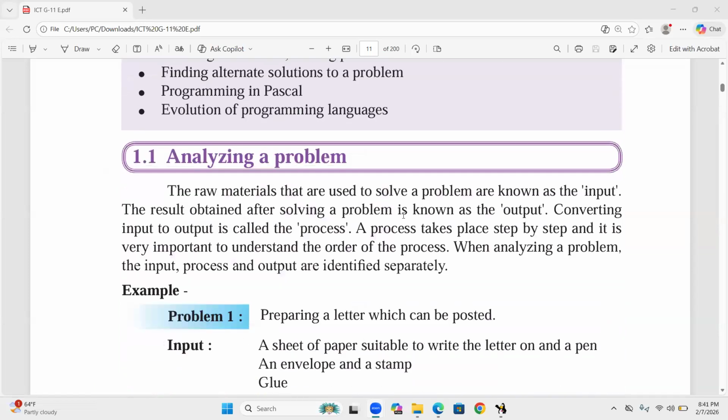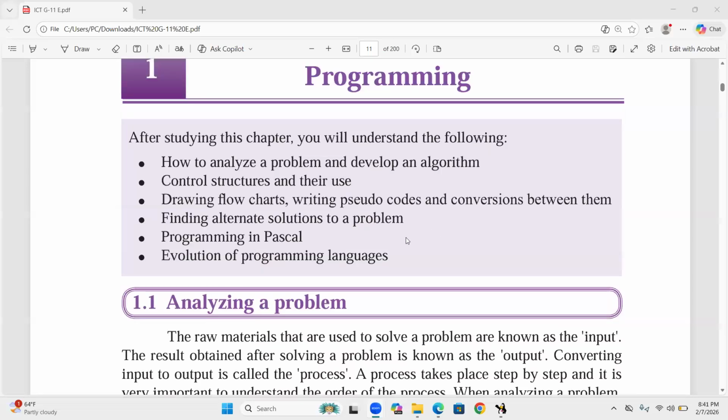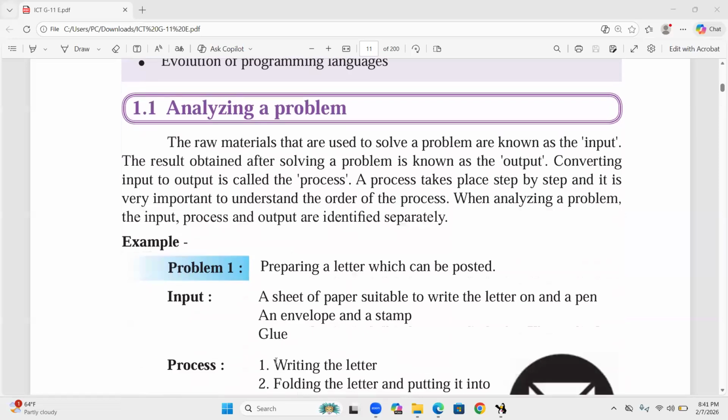this. In this first unit, we have to discuss how to analyze a problem and how to develop an algorithm, right? Then control structures, right? Then after that, flow charts, writing pseudocodes, and converting those flow charts and pseudocodes into programming, right? Then finding alternative solutions for a problem. Then programming in Pascal. Then evolution of programming languages, right?